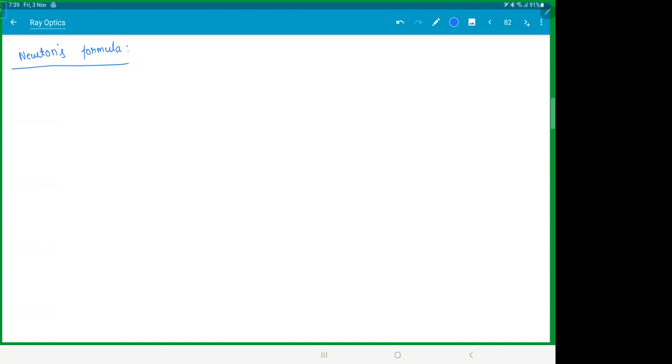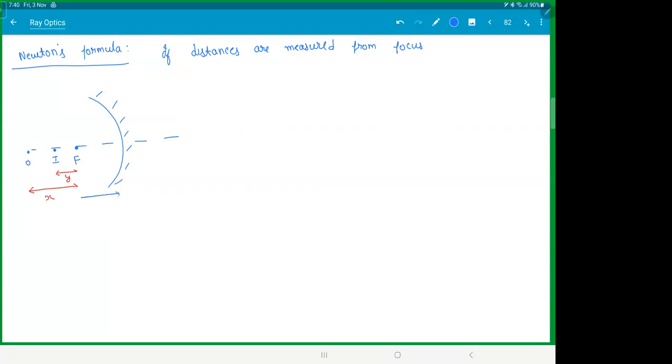So what this formula says, if you're measuring the distances from the pole, what if you measure from the focus? If distances are measured from focus, then the formula will look like this. Let's say this is the focus. This is the object. This is the image. Let's say this distance is x and this distance is y. And this focal length is f.